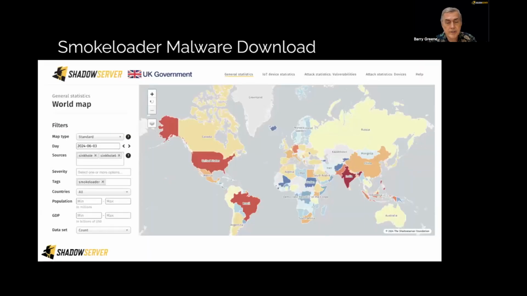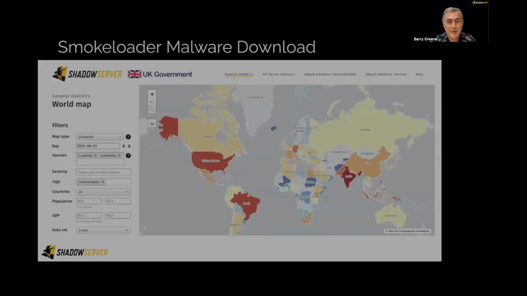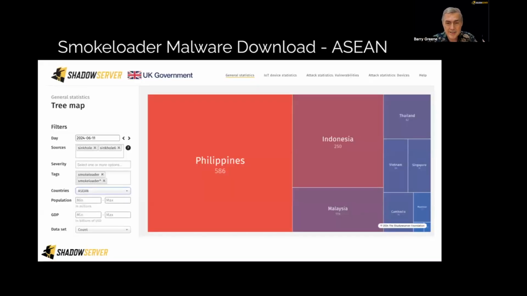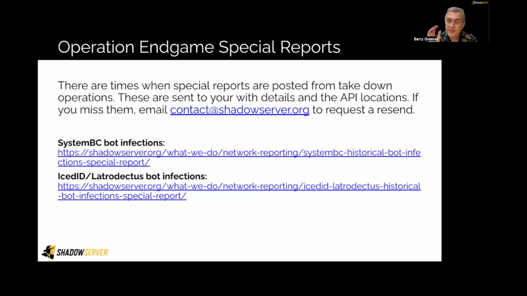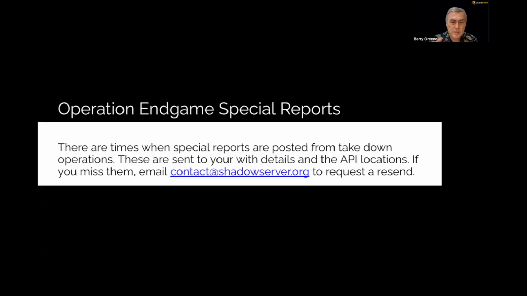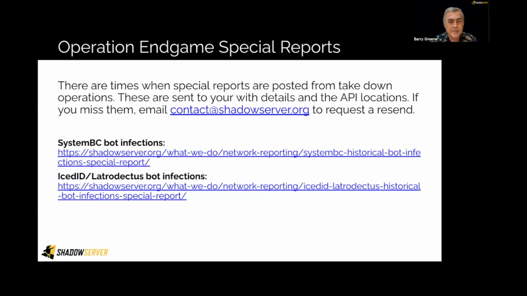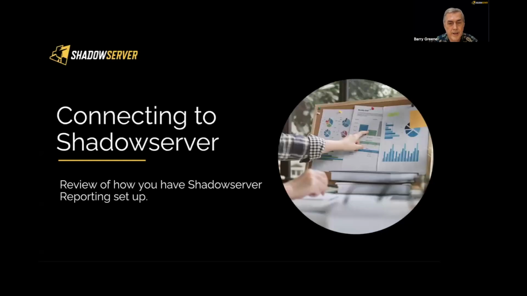Smokeloaders all over. You can see where it's around the world. Again, this is from the public data set of what's out there. And then here you can take a view for ASEAN. Here's the ASEAN countries. Here's a view for that. Smokeloader was one of many. At the time of this recording, SystemBC bot infections came out, the ICEID came out, and there'll probably be more because Operation Endgame is an ongoing operation led by Europol. And this is, again, an example of groups working together.